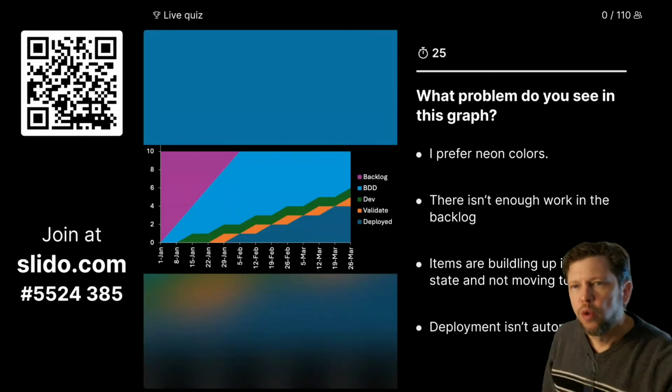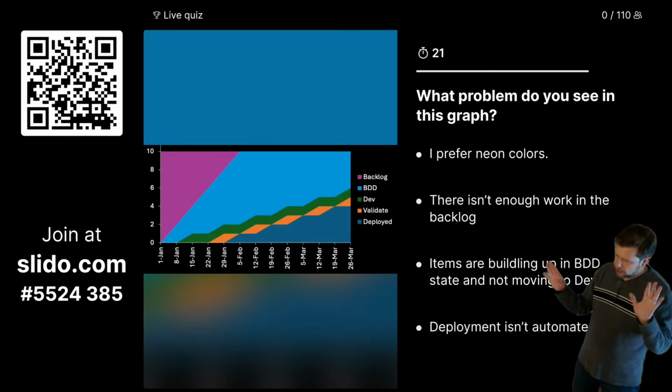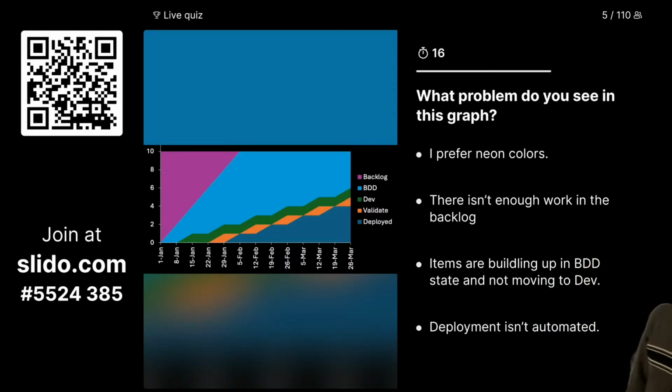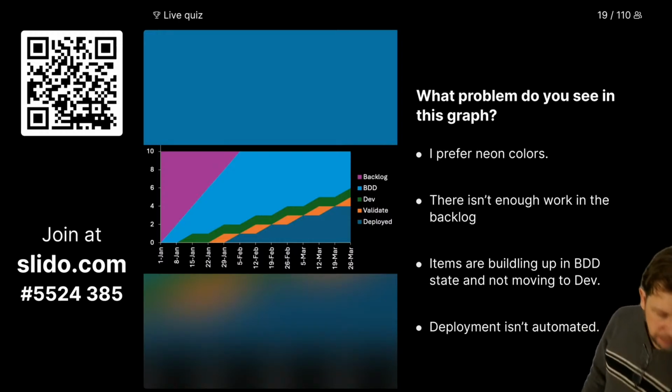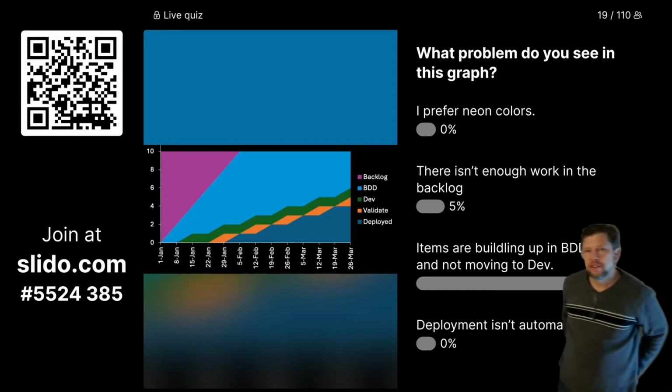Next question. What problem do you see in this graph? So do you prefer neon colors? I'll give you a hint, that's not the answer I'm looking for. There isn't enough work in the backlog. Is it that items are building up in BDD state and not moving to dev? Or is the problem that deployment is not automated? So if you look at this graph, what's the thing that you would feel you need to go investigate? And it's not the neon colors, even if you do prefer neon.